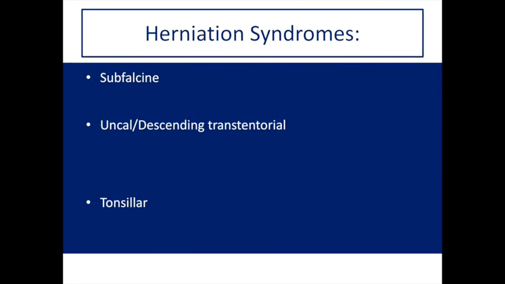For subfalcine herniation, the foramen of Monro that drain each of the lateral ventricles sits right there. If the brain gets pushed over, the contralateral foramen of Monro gets compressed, and you get unilateral hydrocephalus. The anterior cerebral arteries, or ACAs, also run here. With severe subfalcine herniation, these can be compressed against the falx, and you can get ACA infarcts.